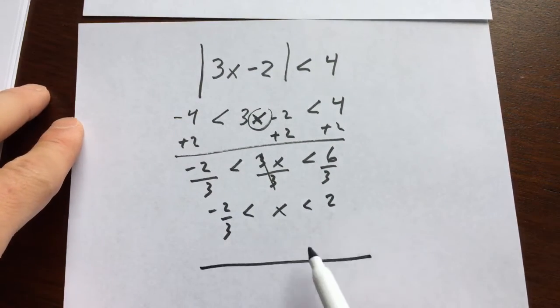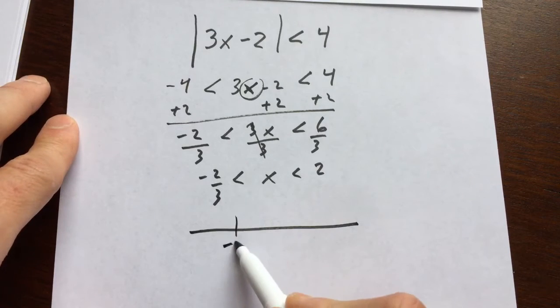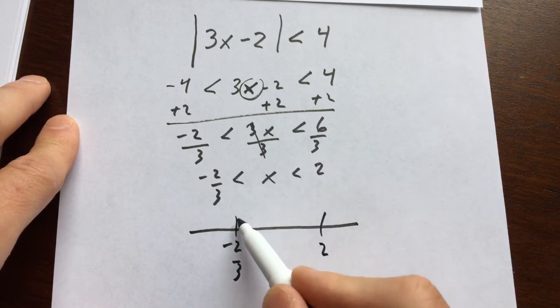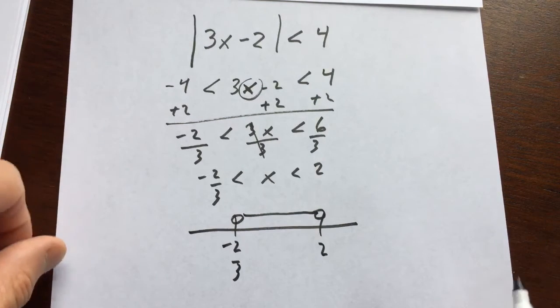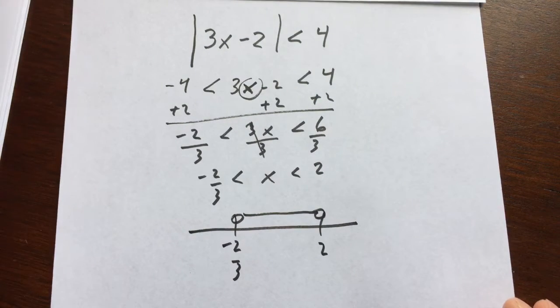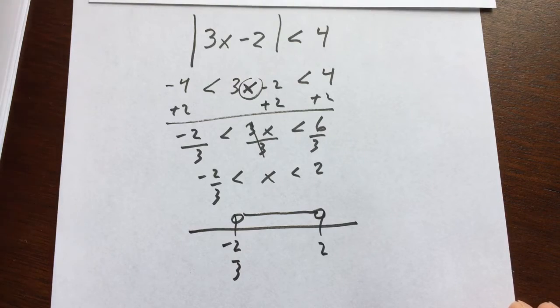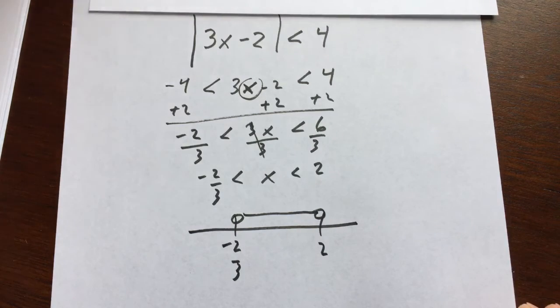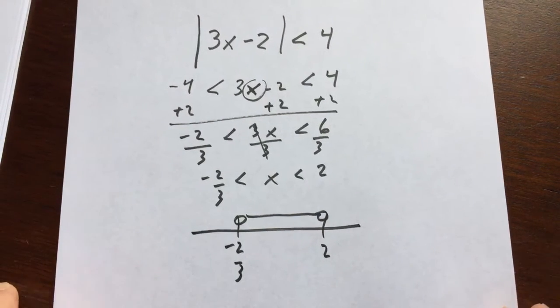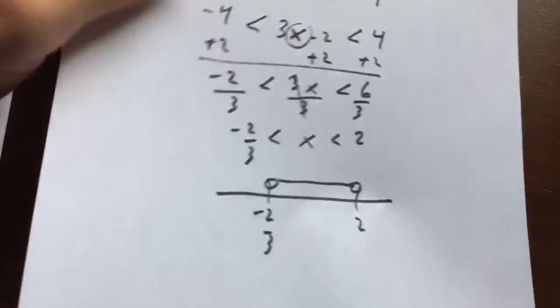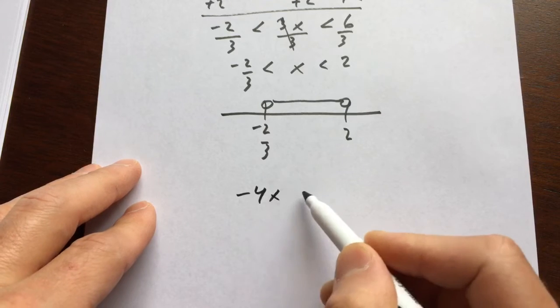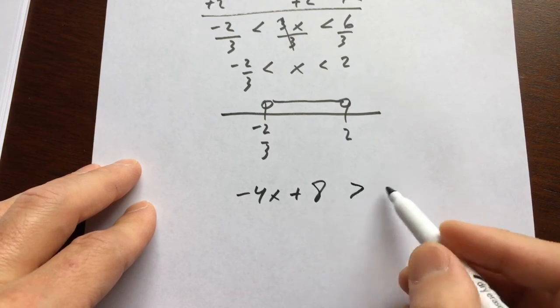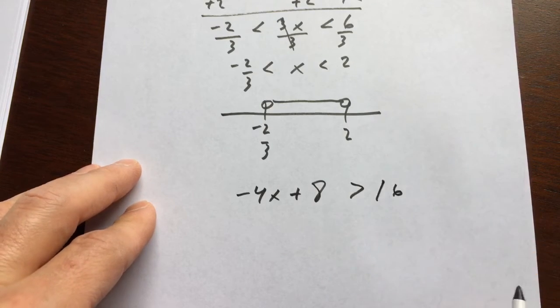If you're graphing this on the number line, negative 2/3 would be here, 2 would be here, and x would be in between those two values. Does that make sense, Tana? That's one type of inequality. What makes inequalities a little more challenging, and what they sometimes do on the ACT, is a scenario like this, where they give you something like negative 4x plus 8 is greater than 16, for example.